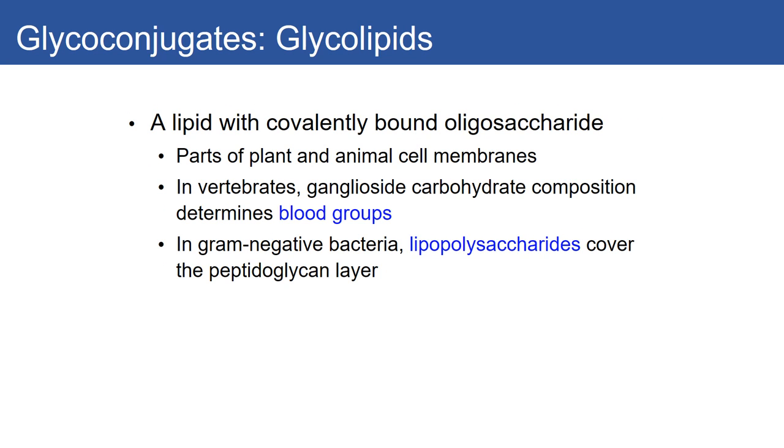We also have glycolipids. A glycolipid is a lipid covalently bonded to an oligosaccharide. Parts of plant and animal cell membranes have this lipid that inserts into the membrane with glycans, with carbohydrates that stick out. And this glycan, as you might recall from yesterday's lecture, we have gangliosides, carbohydrates which determine our blood group, and we also have another important glycolipid, LPS, lipopolysaccharide, which covers the outside of some bacteria and is the primary defining feature in gram-negative versus gram-positive bacteria.